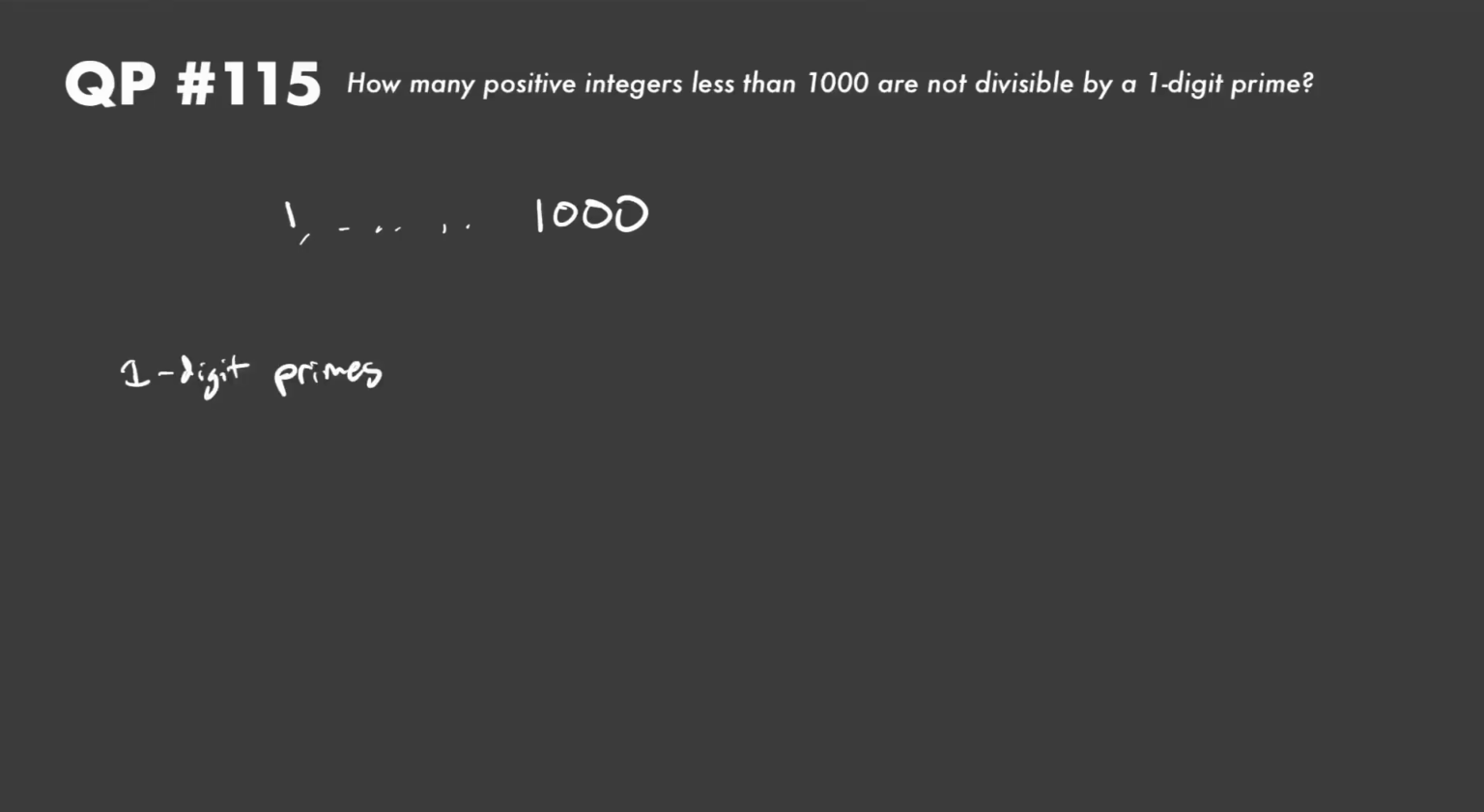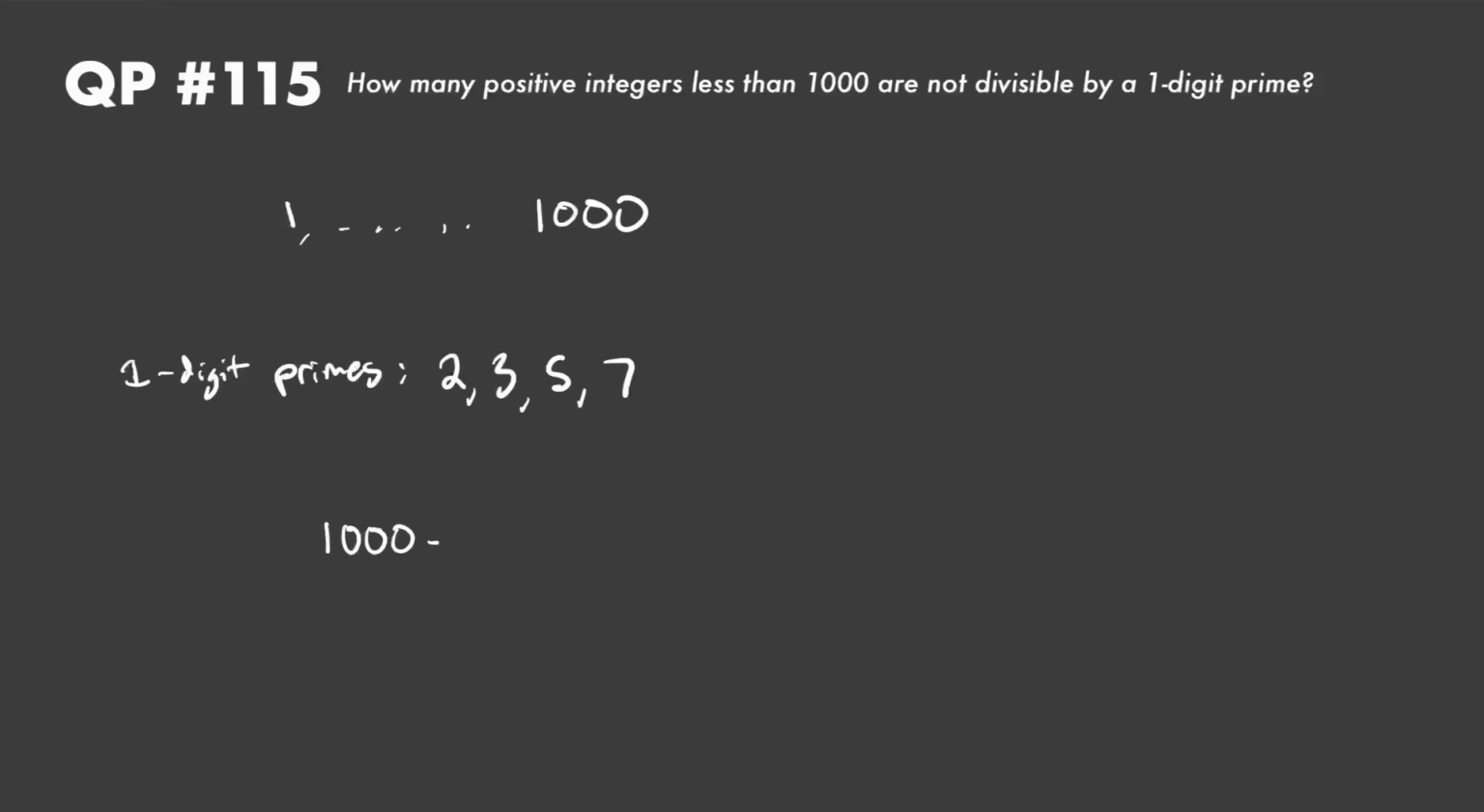And our one-digit primes are obviously just going to be 2, 3, 5, and 7. Now it's asking us about integers less than 1000, but we can just include 1000 because it is divisible by a one-digit prime, so it's not going to get included in our final count regardless, right? And doing so is just going to make the calculation a little bit easier. So I have 1000 numbers here.